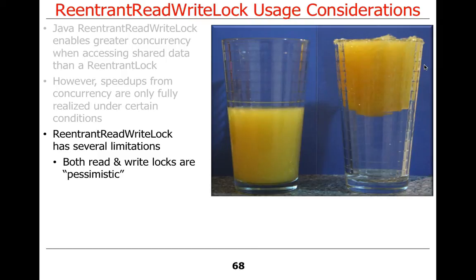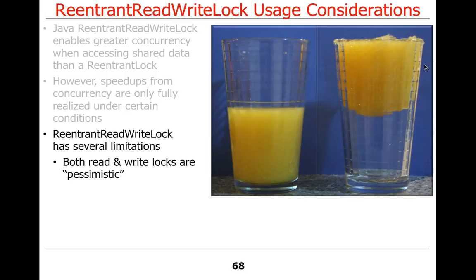So one of the problems with Reentrant read-write lock is that both read and write locks are so-called pessimistic. And you all know what this is, right? Is the glass half empty or half full, right? So it turns out that in reader-writer locks, Reentrant read-write locks in Java, both things are pessimistic. And what that means is that you have to acquire the lock in order to be able to make progress on stuff. So the lock has to be held. Whether it be a read lock, whether it be a write lock, you have to have the lock.